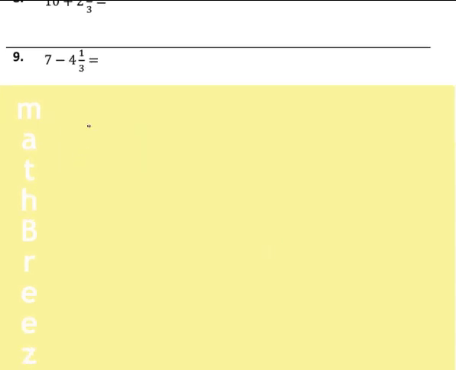Number 9, we have 7, and we're subtracting 4 and 1/3. So we're going to have to borrow to get a fraction right here. So let's borrow a whole 1, changing this to 6, and instead of 1, we'll write 3 over 3, because we have a denominator of 3 here. Subtract 3 over 3 minus 1 over 3, and we have 2 over 3. And 6 subtract 4 is 2. 2 and 2/3.